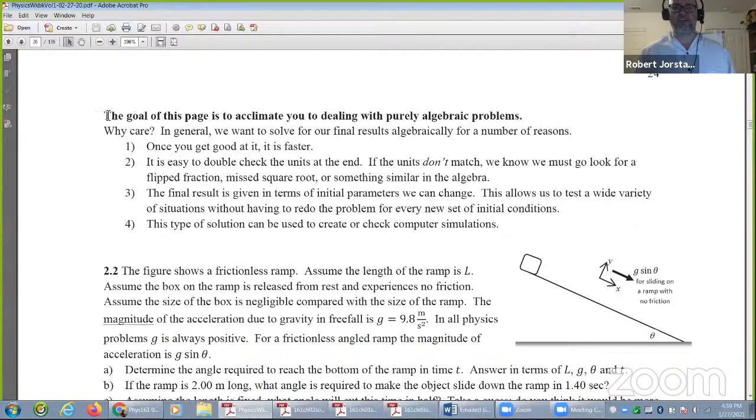Okay. And again, the goal here is to deal with purely algebraic problems. All right. We want to do problems algebraically. Why? One, it's just faster. Two, it's easier to check units at the end of the problem. If the units don't match, we can go through the algebra and look for a screwed up sign or a missed square root or something. And then if you do that, we can sometimes correct all this without having to punch in a bunch of numbers already. So again, that makes it faster.